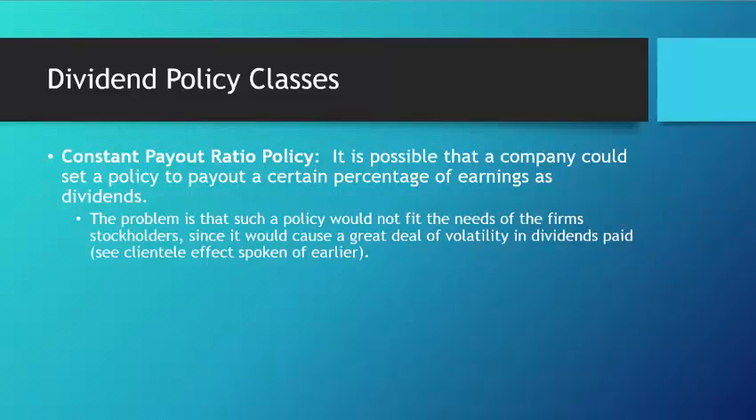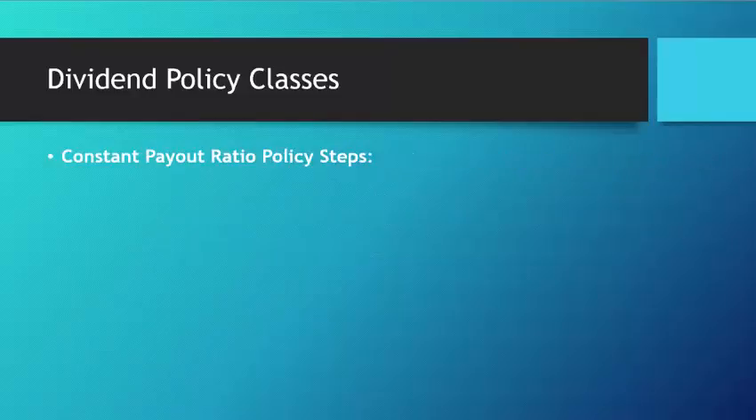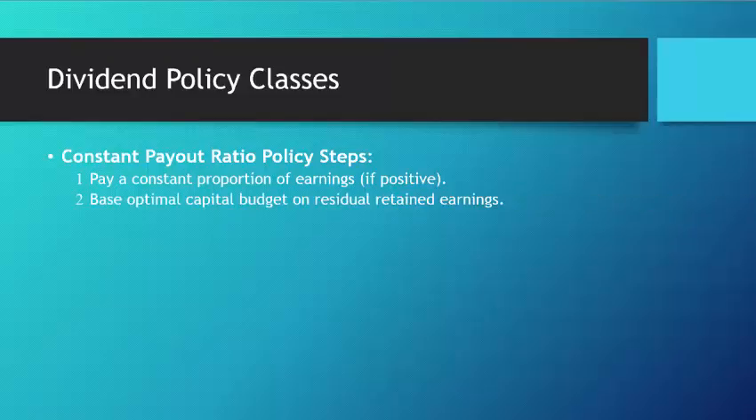Because what happens if they ever cut their dividend, and their earnings will go up and down, and earnings are all over the place. So the problem with this policy is that it wouldn't fit the needs of the firm's stockholders, since it would cause a great deal of volatility in dividends paid, and we would be cutting our dividends on a fairly regular basis. It's probably not going to happen. So here's what you'd end up having to do. Earn your money, apply the certain proportion to the dividends, and then base your optimal capital budget on the residual retained earnings, which makes no sense. It's an arbitrary percentage. Makes no sense.